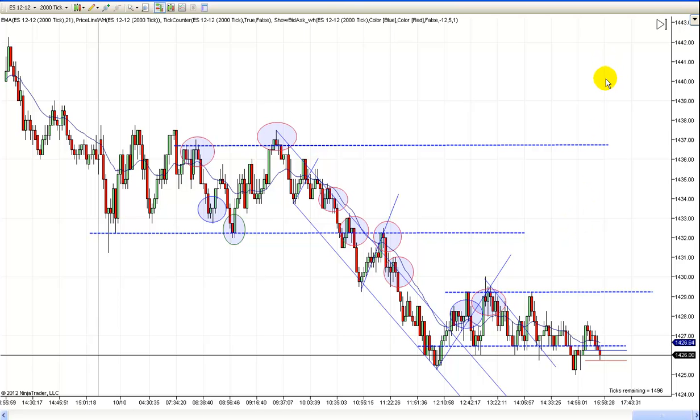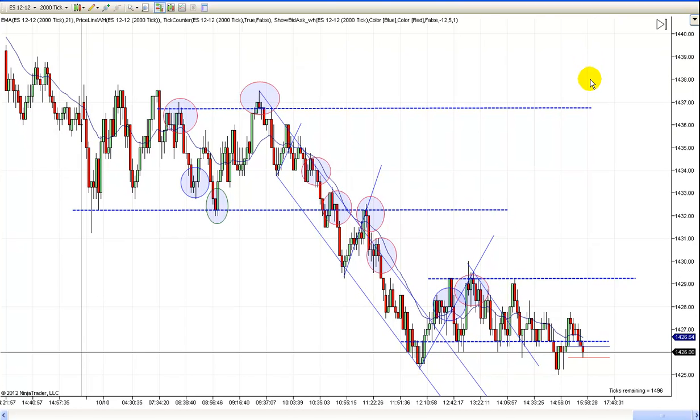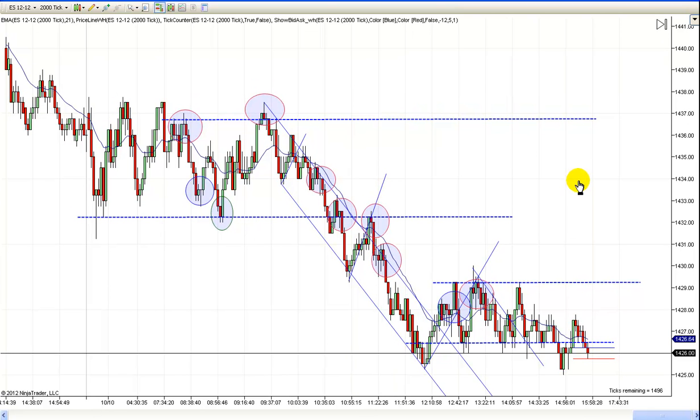But I'm going to wrap it up. Hope you had a good trading day. If not, hopefully a better one tomorrow. Study your trades and your charts at the end of the day. Compare yours to mine. See if you're seeing the same things I'm seeing. And that'll definitely help you.